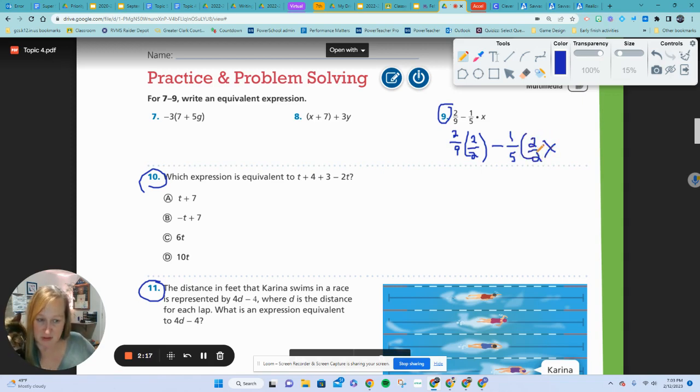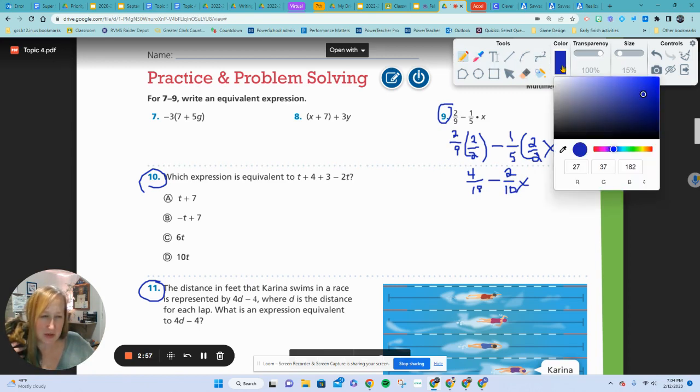And then I still got to stick the little x on. Now, I know that I'm taking up a lot of space, but I am writing with a mouse, so be patient. 2 times 2 becomes 4, and 9 times 2 becomes 18. Well, you should know by now that equivalent fractions, 2/9 is the same as 4/18, so I have not changed anything. It is still an equivalent expression. I've just changed to an equivalent fraction. And this one, 1 times 2 is 2, and 5 times 2 is 10, x.